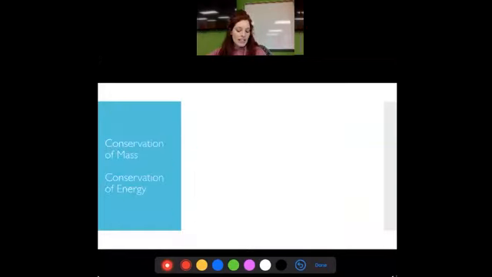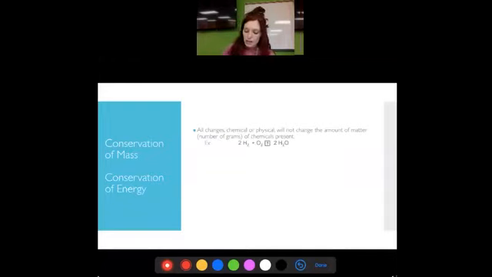All right, so the last thing I want to talk about is conservation of mass and conservation of energy. These are two scientific laws, which means they are totally accepted as fact, as well as they allow you to make predictions about certain situations. So all changes, chemical or physical, will not change the amount of matter of chemicals present. So this is the conservation of mass.